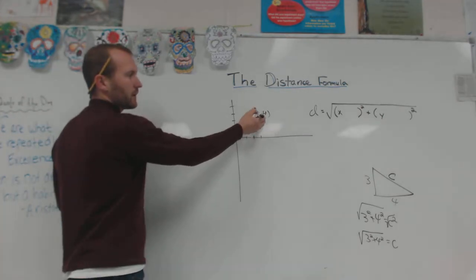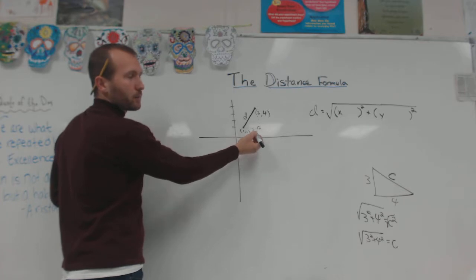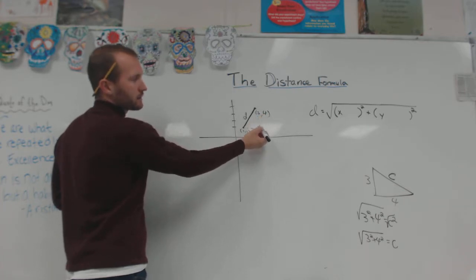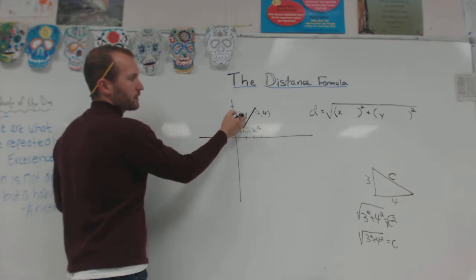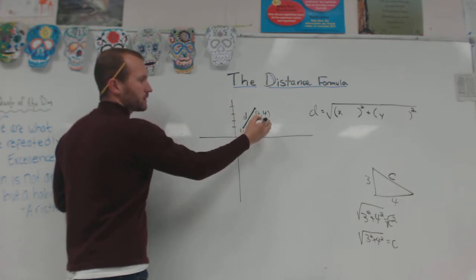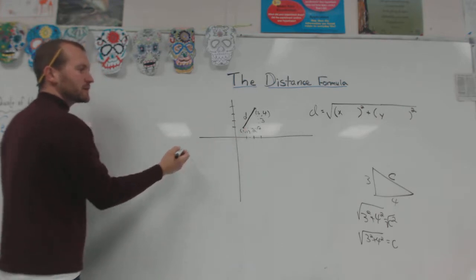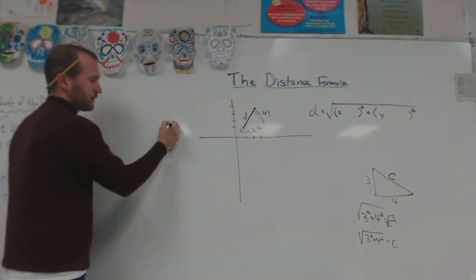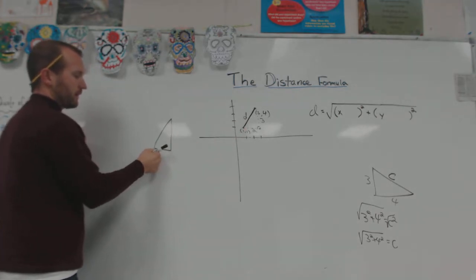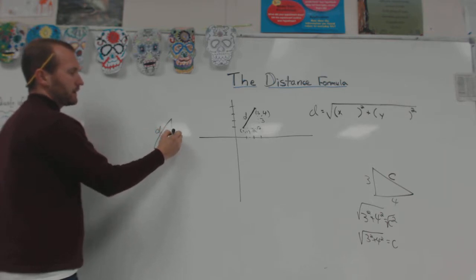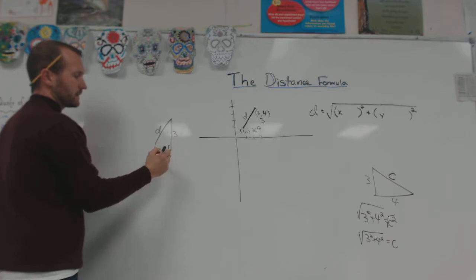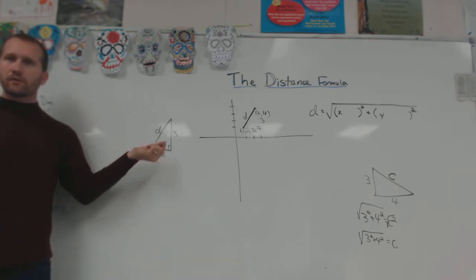And this side would be how much? From 1 to 4 is 1, 2, 3. So this side is 3. So now we could find this. I mean, if I just gave you this triangle, and I said, find this side over here, I'm going to call it D. This side is 2 and this side is 3. You could find that.